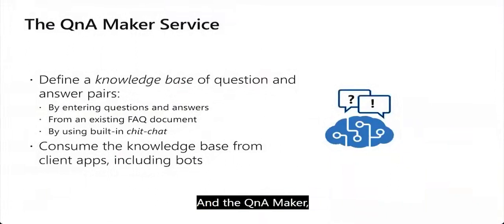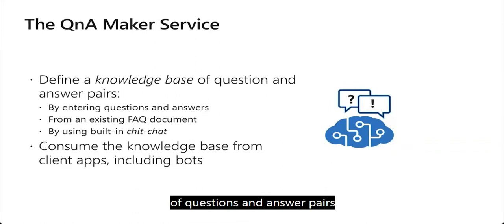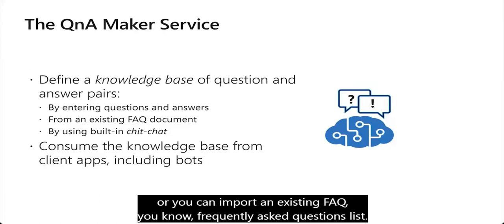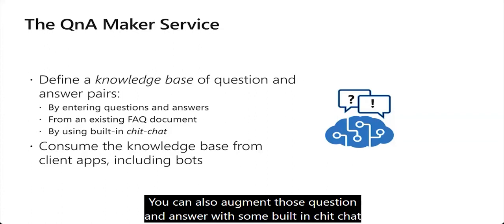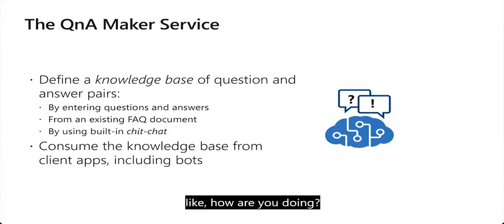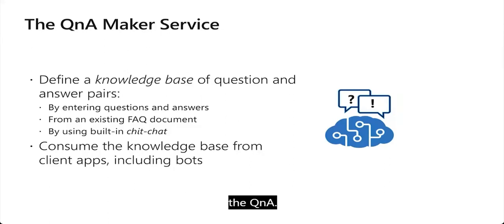The Q&A Maker is a cognitive service that enables you to define a knowledge base of question and answer pairs. You can create the knowledge base by entering questions and answers, or you can import an existing FAQ, frequently asked questions list. And you can also augment those questions and answers with some built-in chit-chat sources, which include some common conversational exchanges, like how are you doing, how is the weather. So you can augment the Q&A.